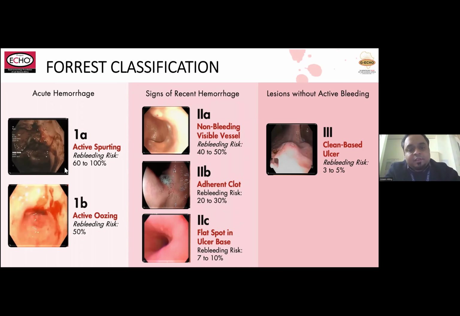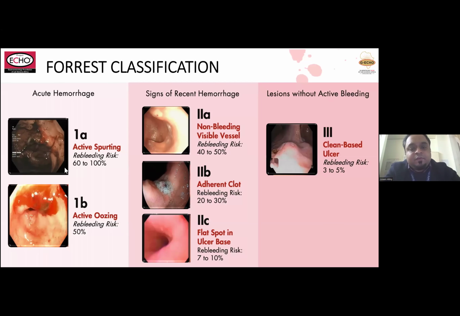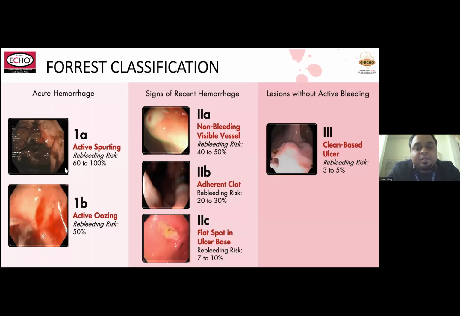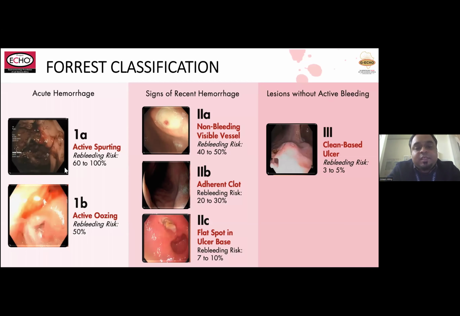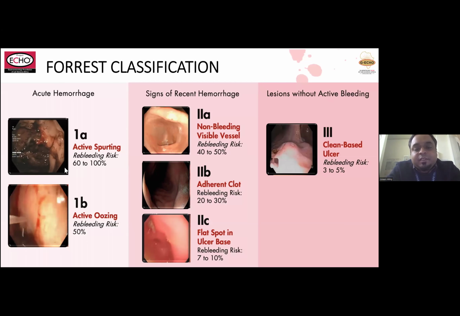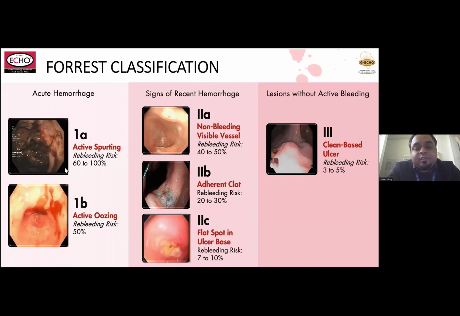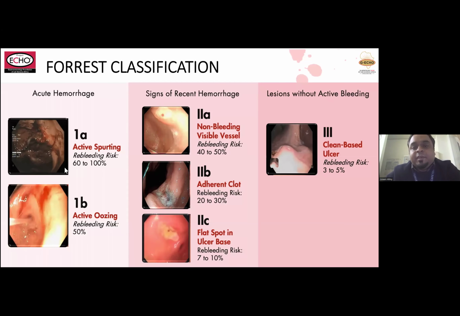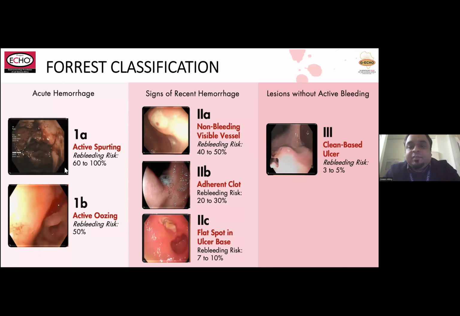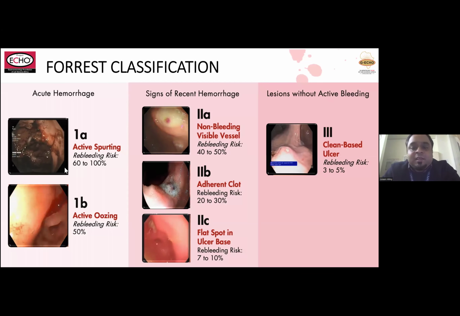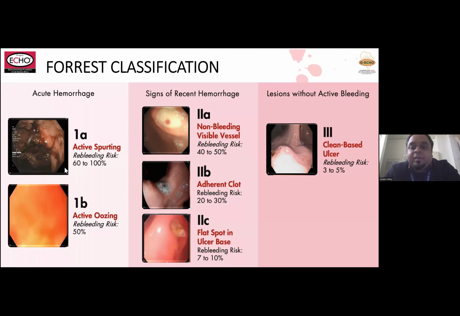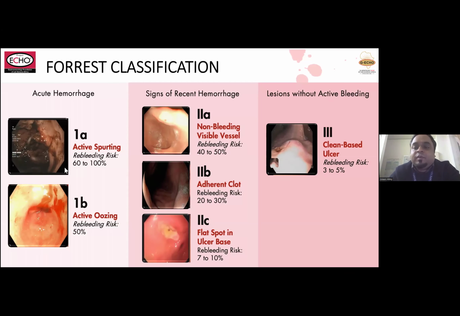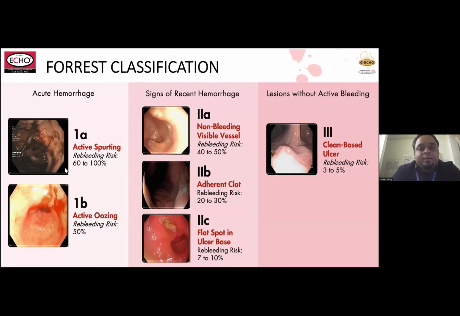Sometimes you'll see flat spots, which are very unlikely to rebleed. These are 2C lesions, and they have just a 7 to 10% chance of rebleeding. And you are always happy to find the Forrest 3 ulcers, which have a clean base and the least chance of rebleeding, 3 to 5%.